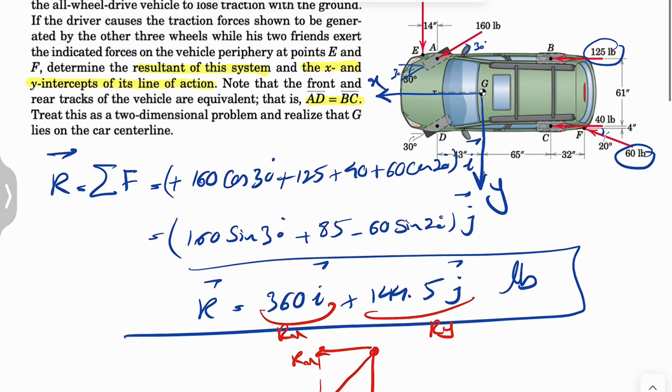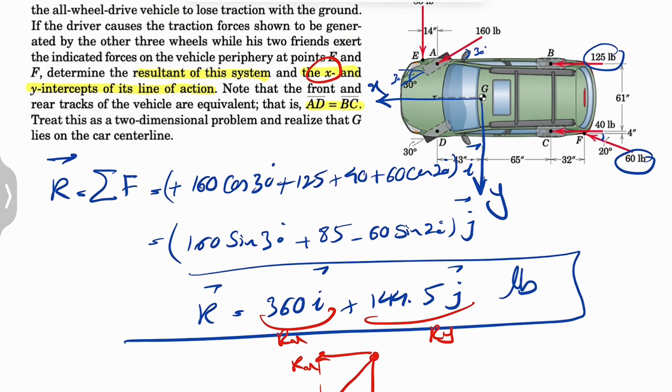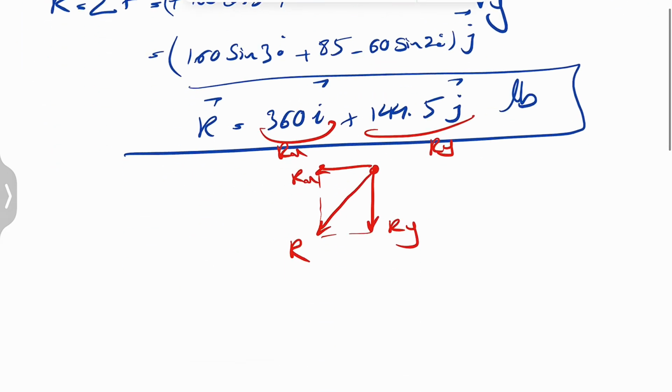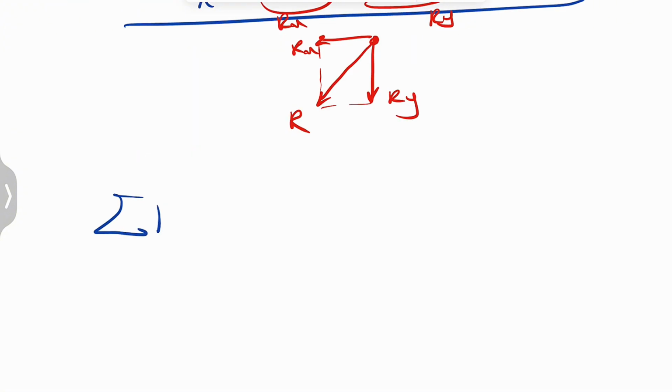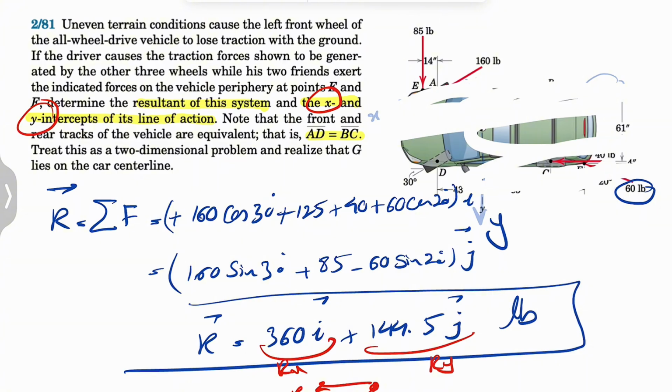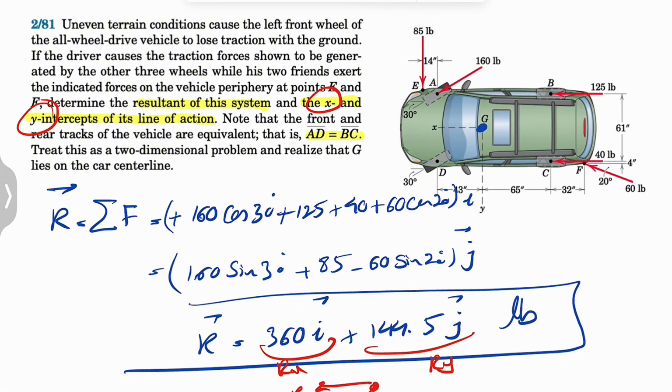So for finding the intercepts with X and Y, first of all, let's figure out the moment, because we have to find the moment of all these forces about point G, and from that point we're going to find the intercepts with the X and Y axes. So we are trying to find the moment about point G, with counterclockwise as our positive sign convention. Let me clean up the figure and go from there.